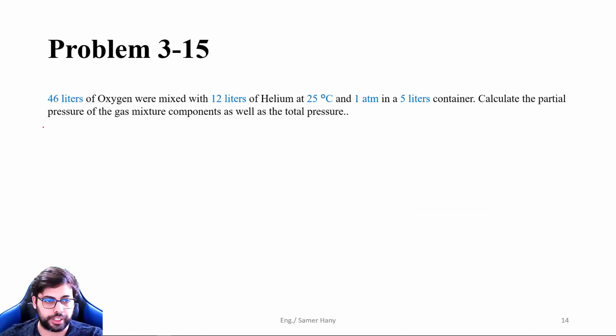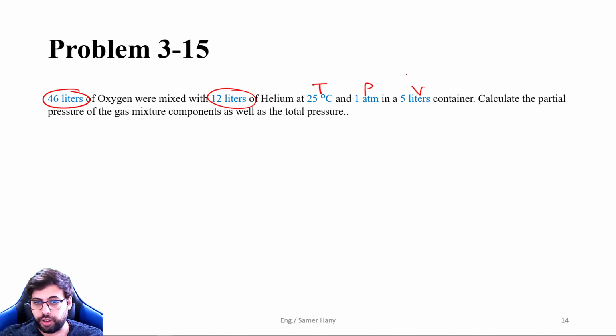Next problem, 46 liters of oxygen were mixed with 12 liters of helium at 25 degrees Celsius and 1 atmosphere in a 5-liter container. Okay, calculate the partial pressure of the gas mixture components as well as the total pressure. So what's tricky about this question is that we have a volume of 46 liters of oxygen and 12 liters of helium at 25 degrees Celsius and 1 atmosphere pressure, and they are mixed into a 5-liter container. So it's counterintuitive at first.